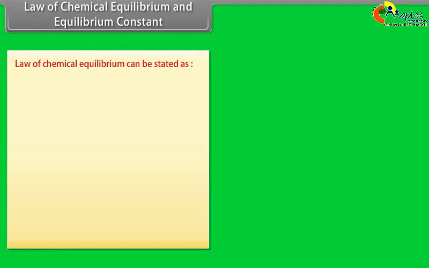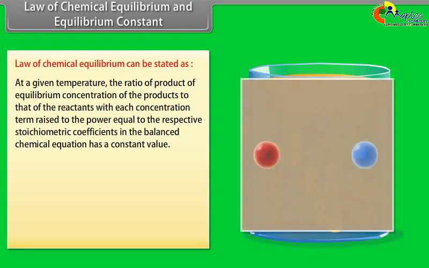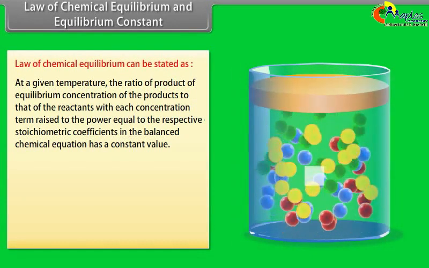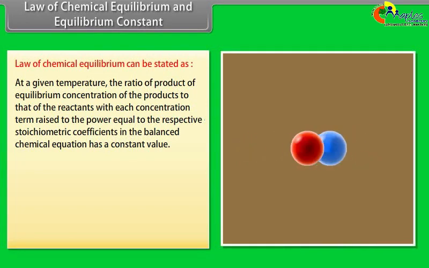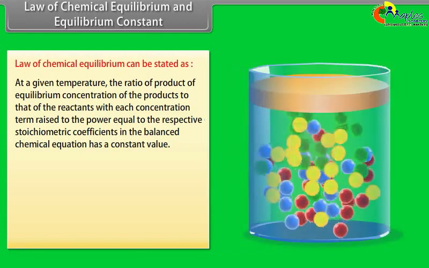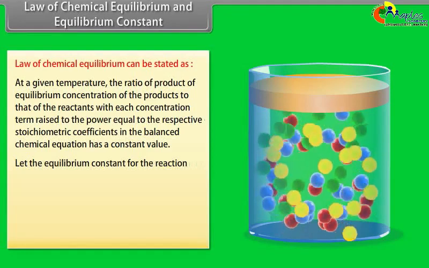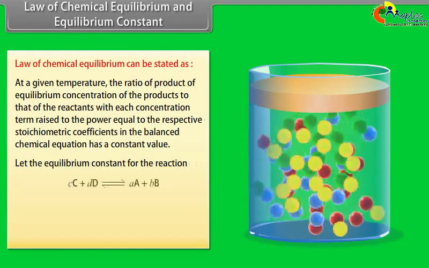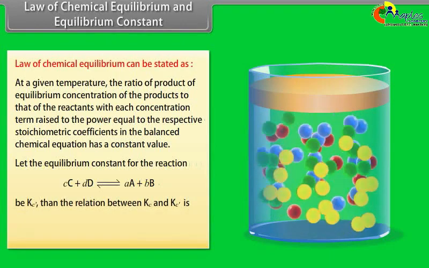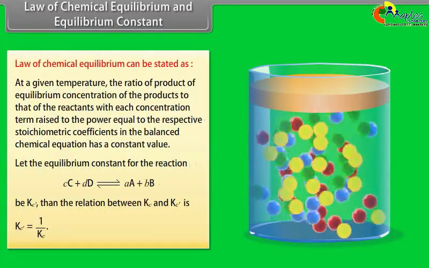The law of chemical equilibrium can be stated as, at a given temperature, the ratio of product of equilibrium concentration of the products to that of the reactants, with each concentration term raised to the power equal to the respective stoichiometric coefficients in the balanced chemical equation, has a constant value. Let the equilibrium constant for the reverse reaction be Kc dash. Then the relation between Kc and Kc dash is Kc dash is equal to 1 by Kc.